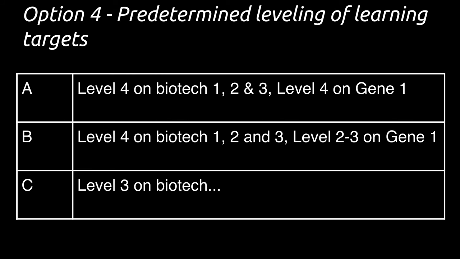Another option is similar in which there is a predetermined leveling. So you could just identify, in order to get an A in this grading period, you need to be a level 4 on these learning targets plus a level 3 on this learning target. So you could announce that in advance.